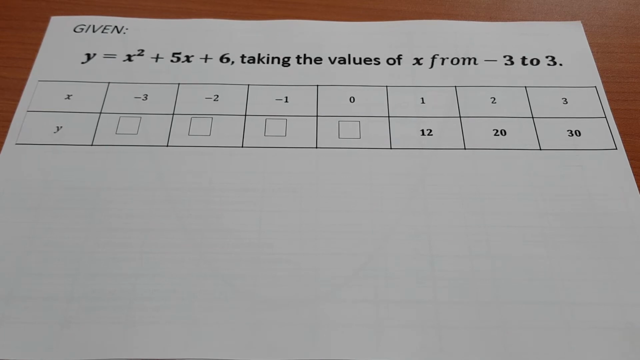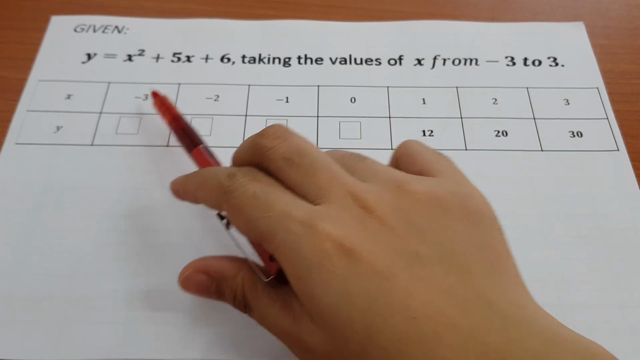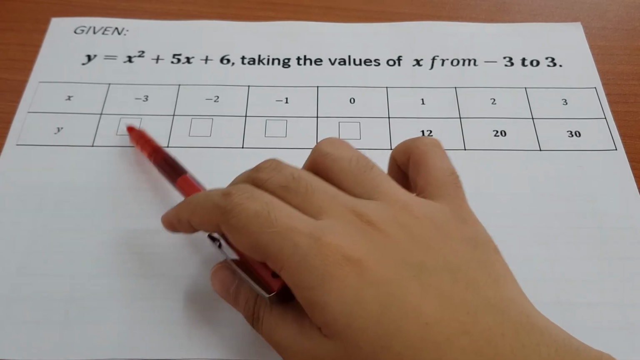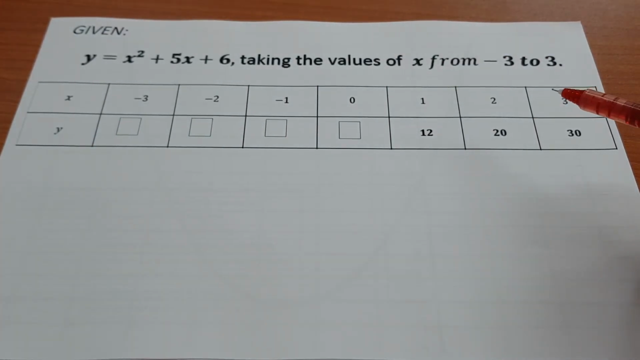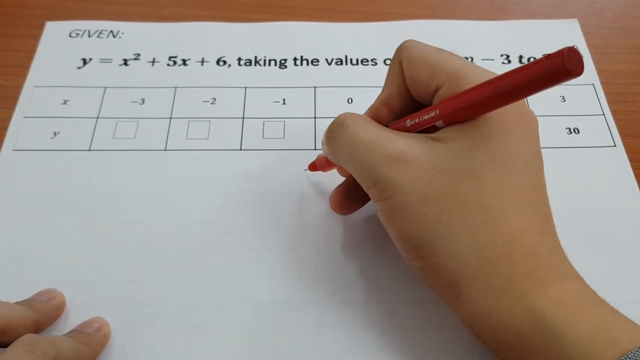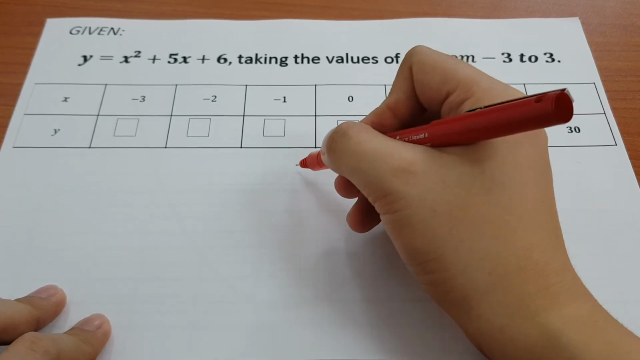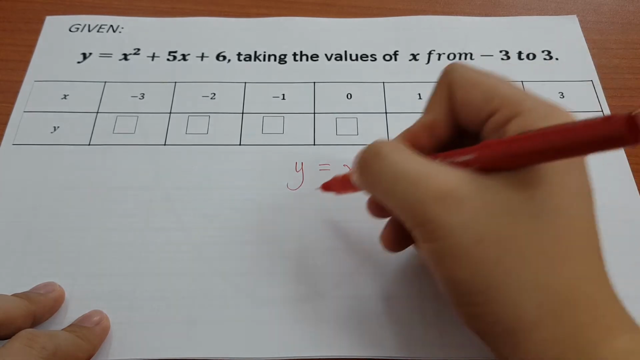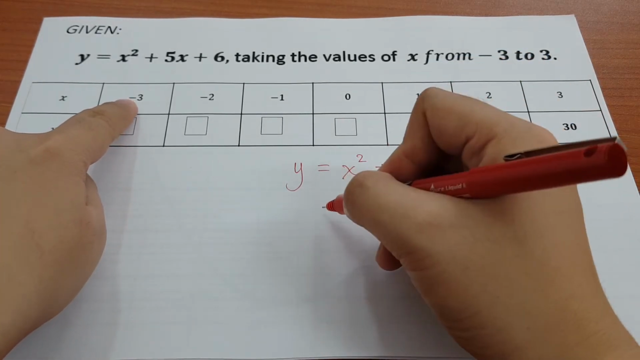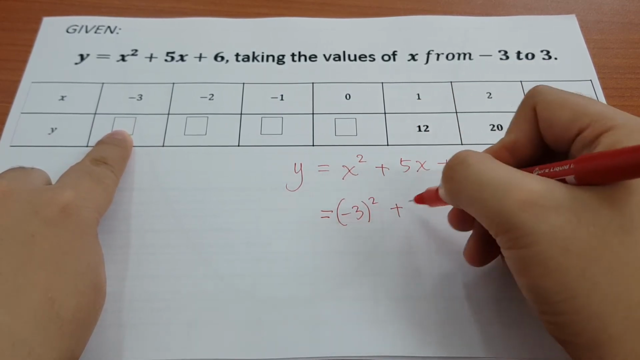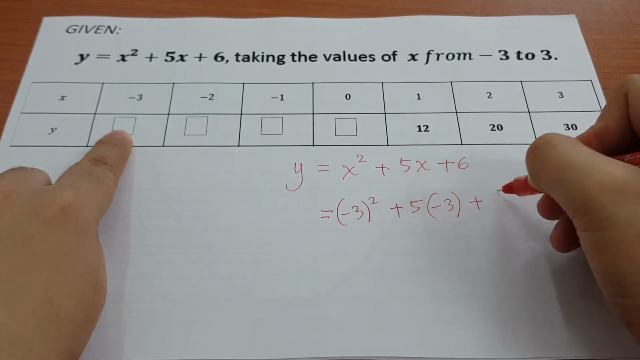Remember from the given that you need to take the values of x from minus 3 to 3. So that means your x is minus 3, minus 2, minus 1, 0, 1, 2, and 3. And then we will need to identify the value of our y. So let's start with this one. This is the given, right? What you need to do is just replace. Your given is y equals x squared plus 5x plus 6. So when x is minus 3, we will find the value of our y. That means minus 3 squared, plus 5 times minus 3, plus 6.